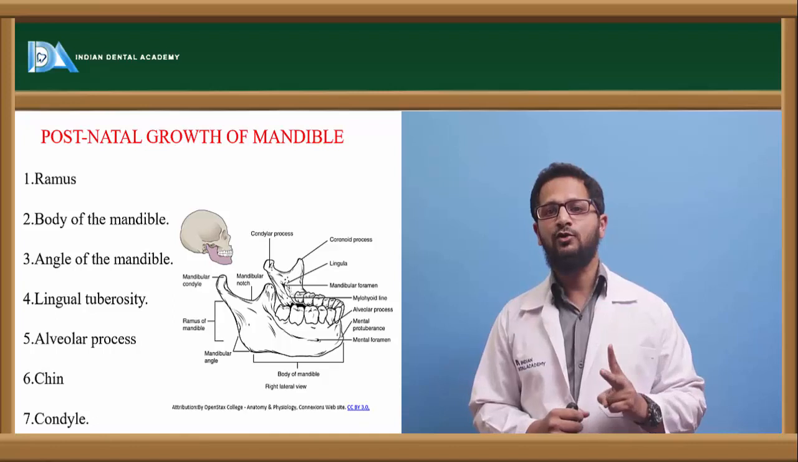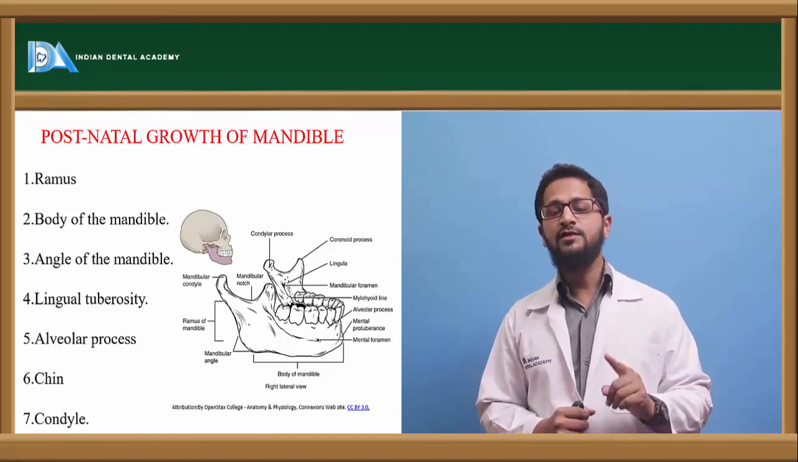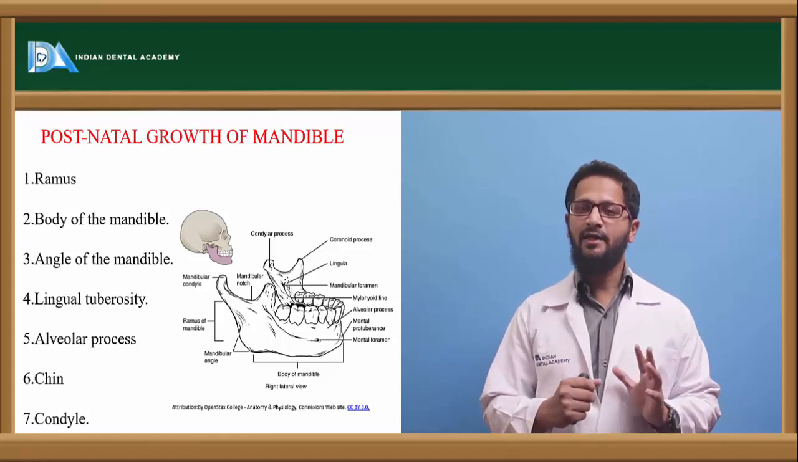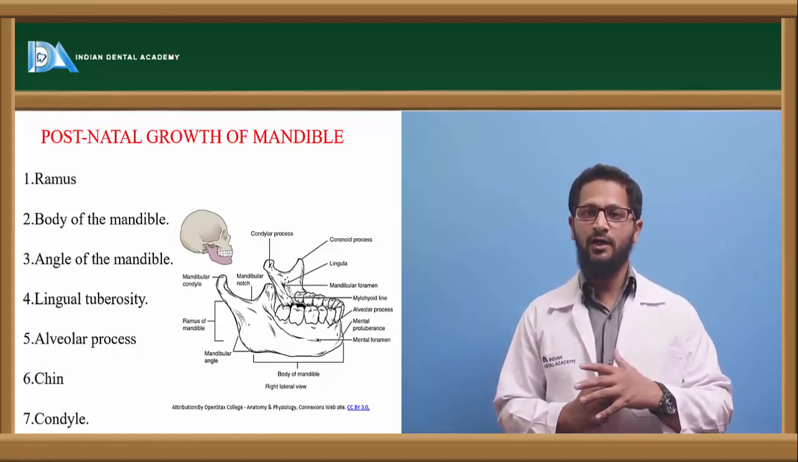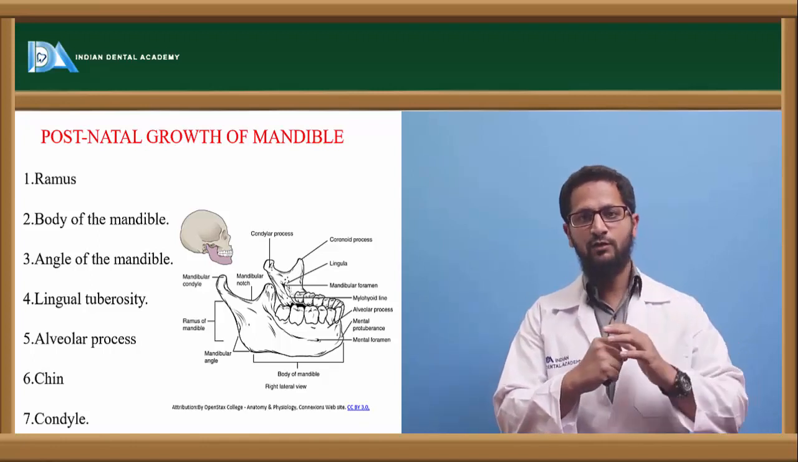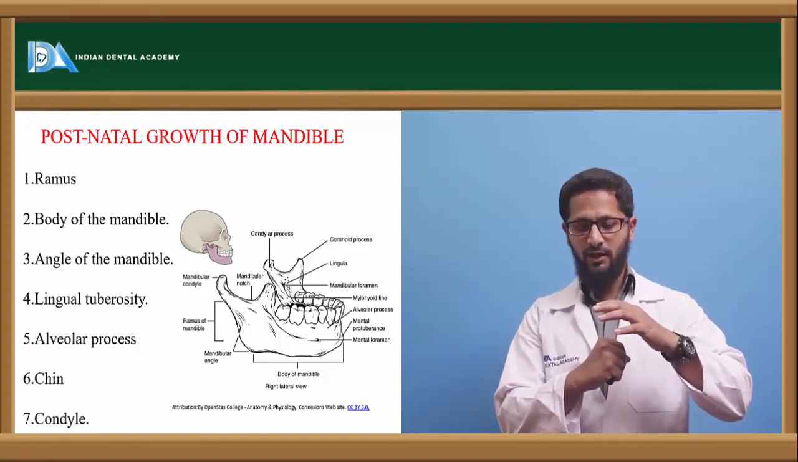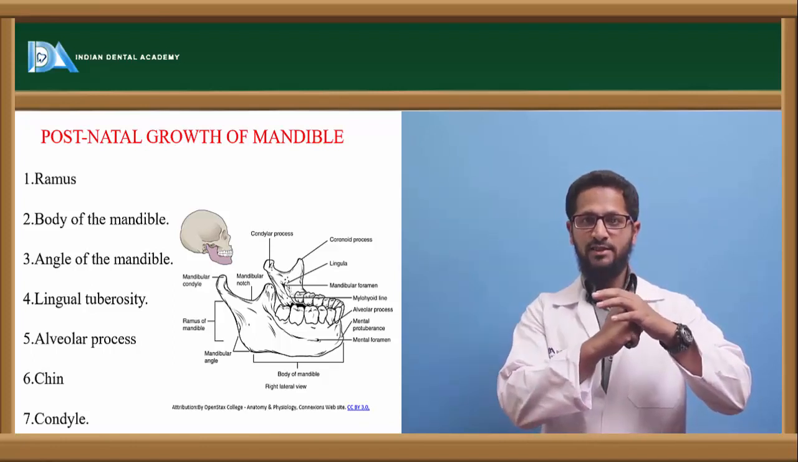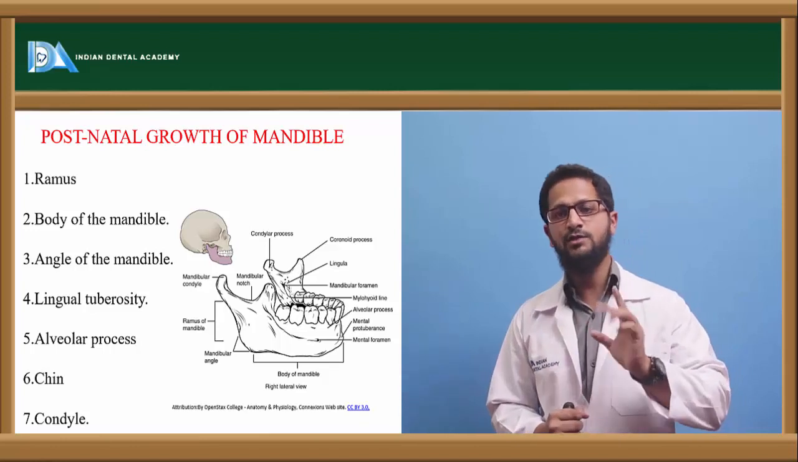There are two schools of thought for the growth of the condyle. The first school of thought says that the growth of the condyle occurs by direct deposition of bone on the surface of the condyle. Now this is the condyle and this is the fossa. As direct deposition of bone takes place on the surface of the condyle, the condyle grows in an upward direction and then pushes itself in a downward and forward direction. This is the first school of thought.